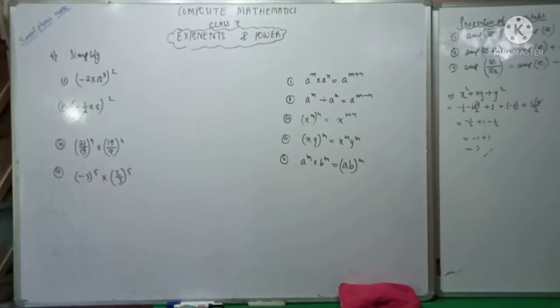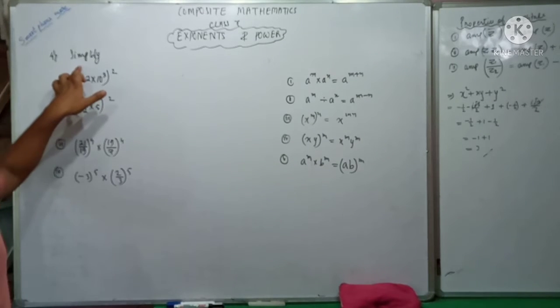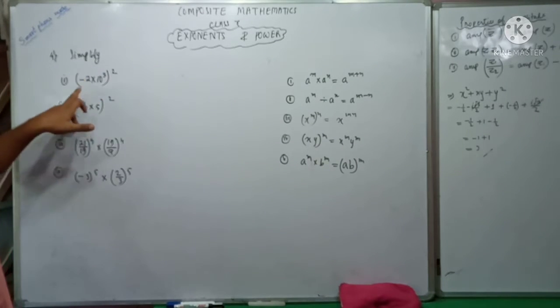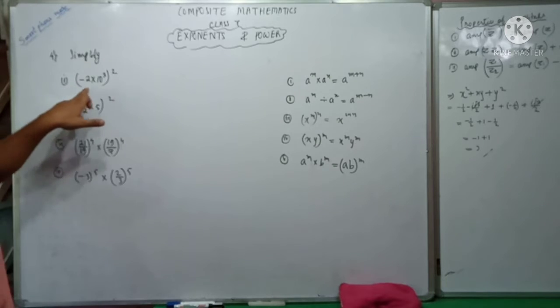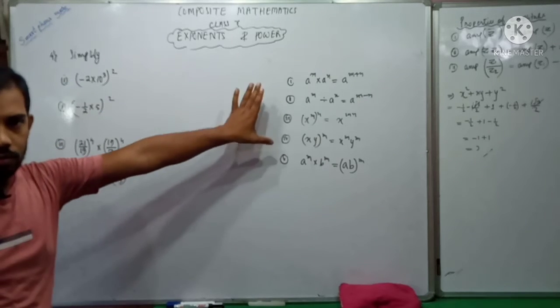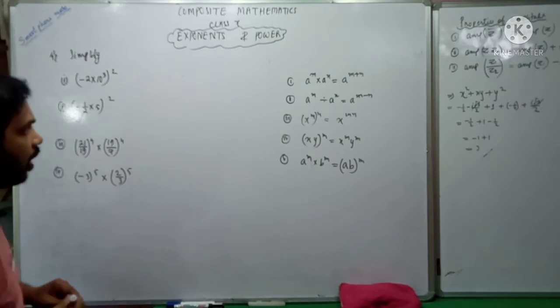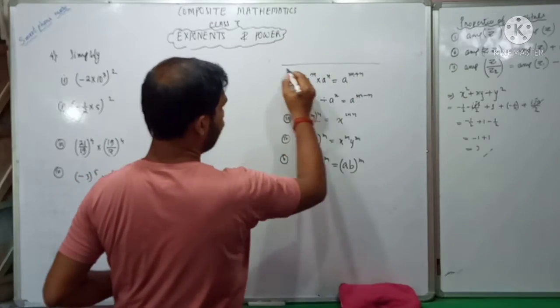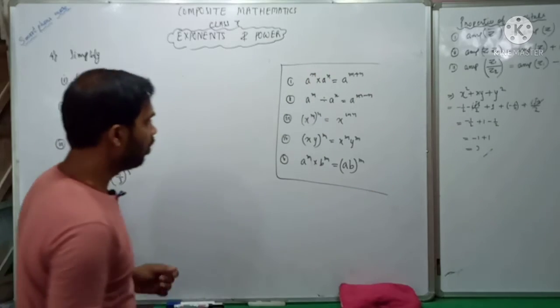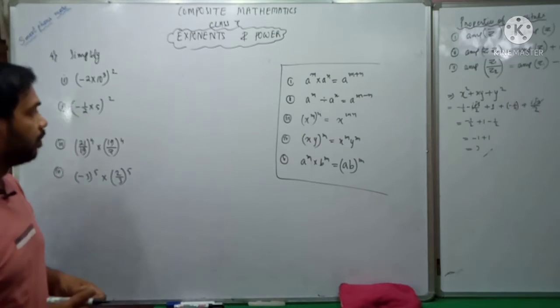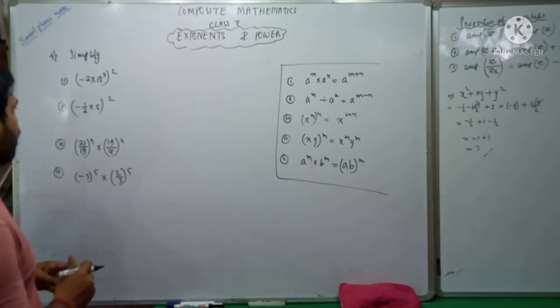So see student, question number 4 is given, you have to simplify. So we have to simplify this using these laws. These are the laws of exponents. So you always remember this law. If you remember, then it will be very easy and you will understand very quickly. Next you see number 1.